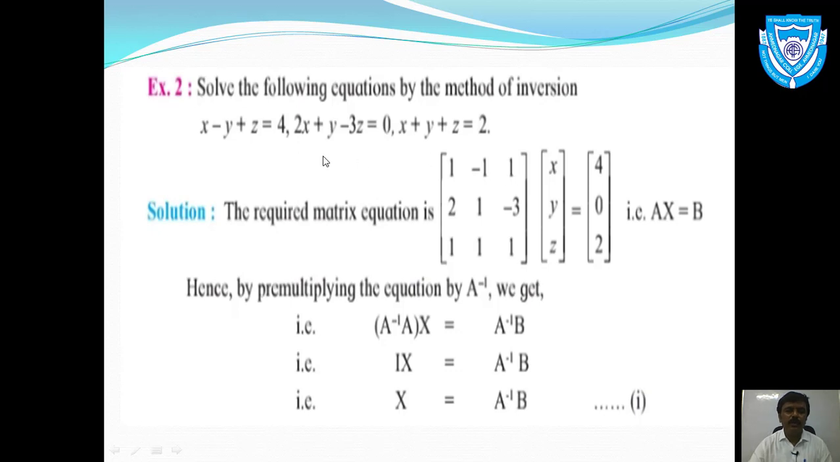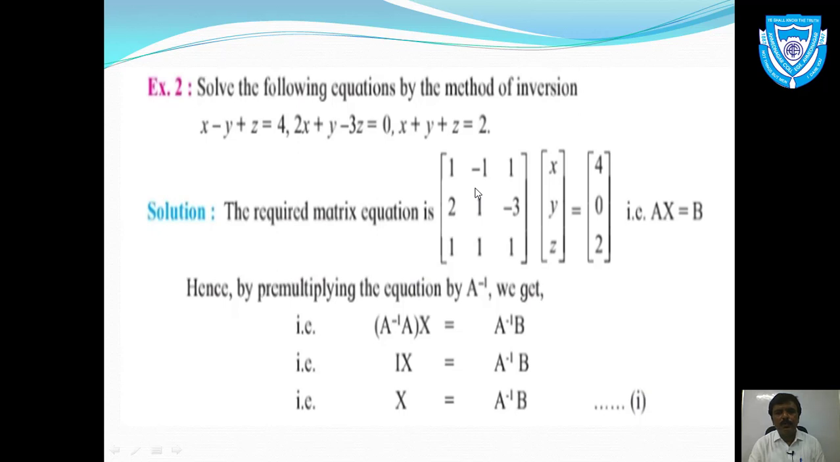Now what are the coefficients of x, y, z in the second equation? 2, 1, -3. Write them in the second row, 2, 1, -3. Now in the third equation, the coefficients of x, y, z are 1, 1, 1. Write them as the third row as 1, 1, 1. Into x, y and z, the three variables, which is equal to capital B, the matrix of constants, that is 4, 0, 2. So this is how we have converted the given equations into AX equals B form.